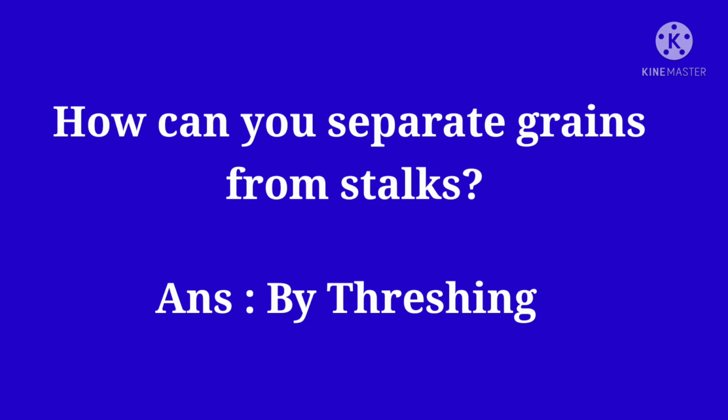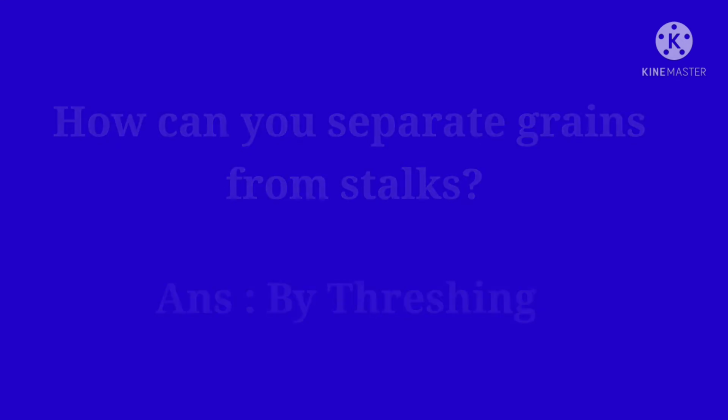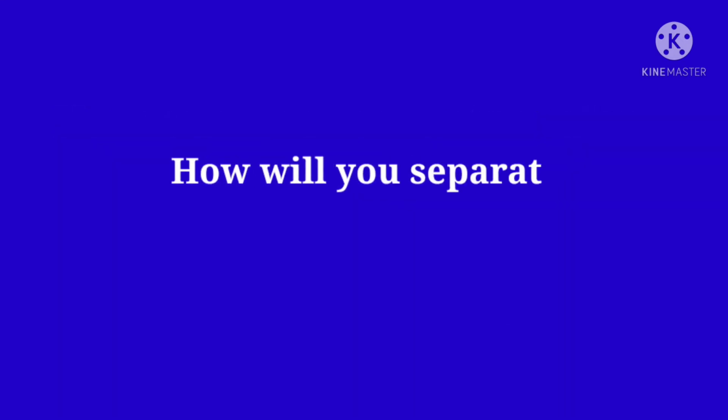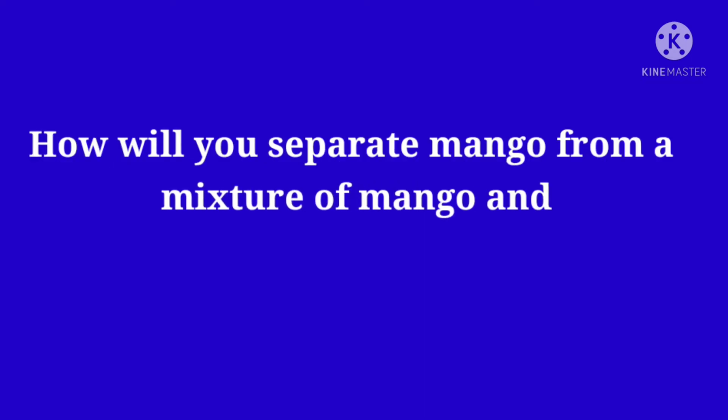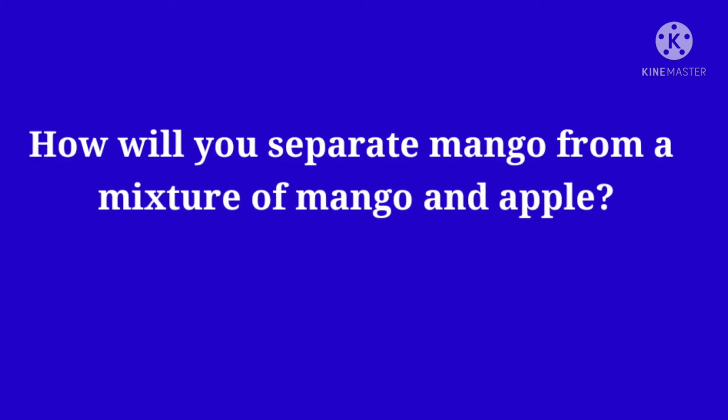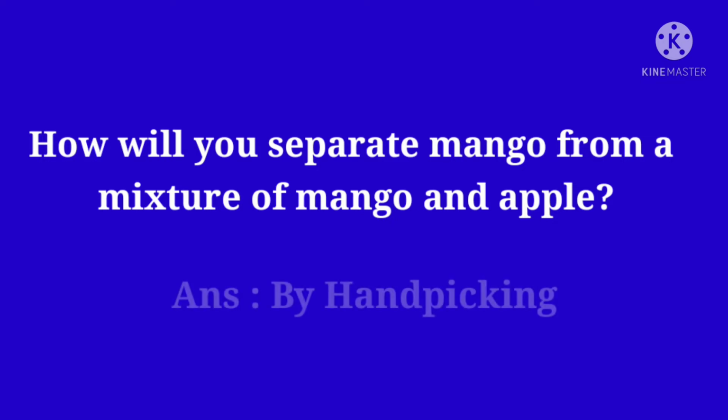Dear children, one more question: how will you separate mango from a mixture of mango and apple? In the basket, mango and apple are present. Are you using hand picking or threshing? Which method is convenient? The answer is hand picking, because those items are identifiable.